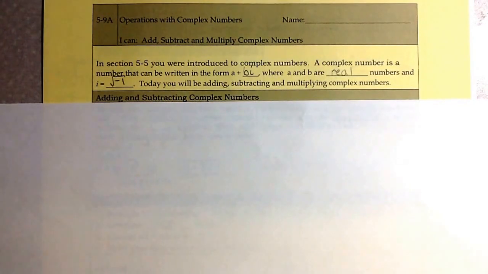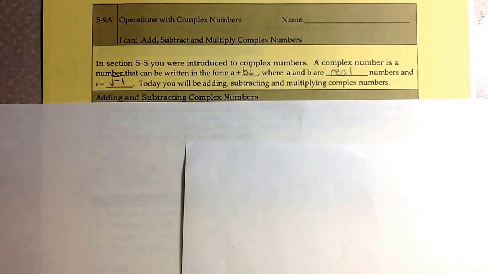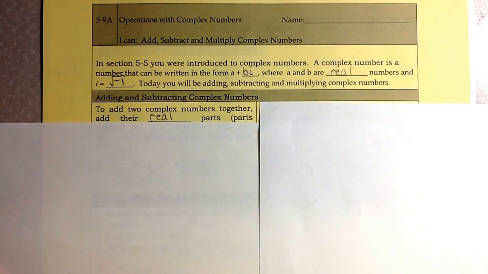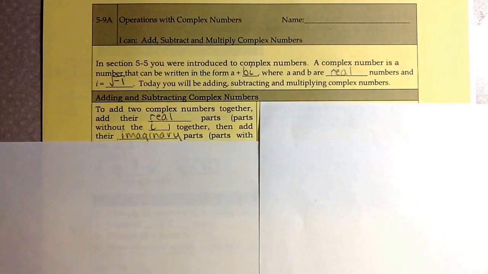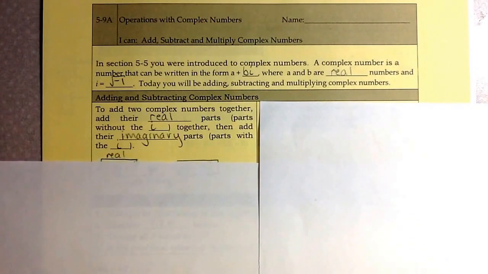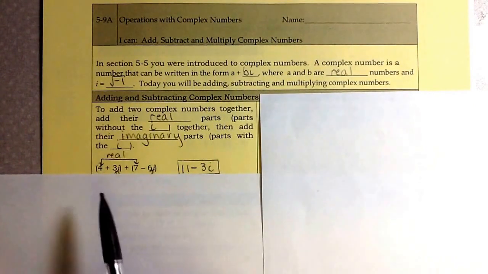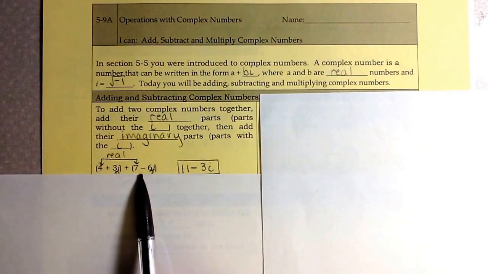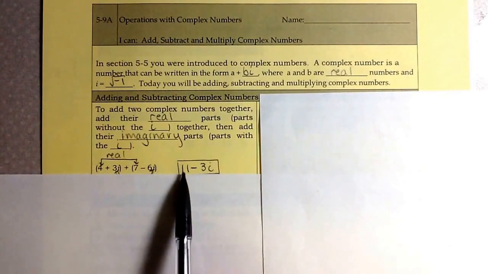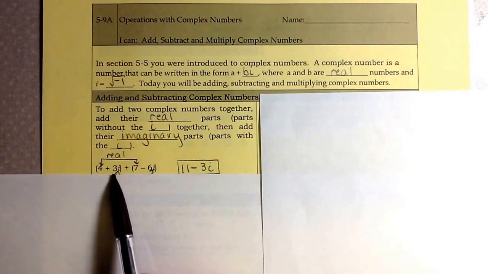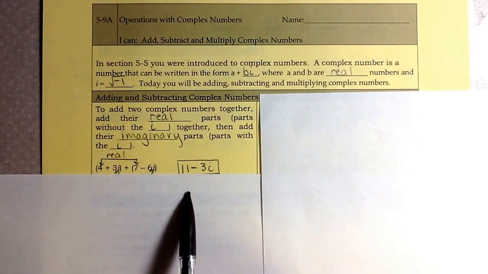So let's just start out with adding. When you add complex numbers, you add their real parts together, the parts that do not have the i, and then you add their imaginary parts, which are the parts with the i. So here's an example. 4 and 7 are the parts that do not have the i, so we add 4 plus 7, and that's 11. And then we add the parts that do have the i's, so 3i plus a -6i is going to give us a -3i.